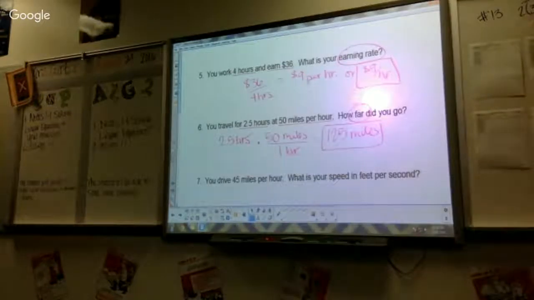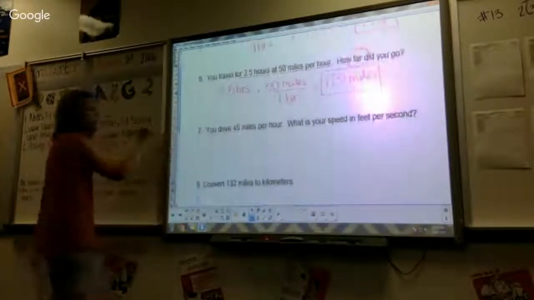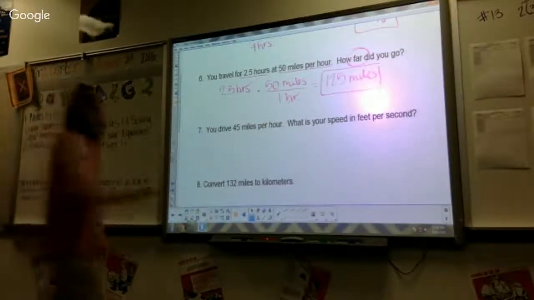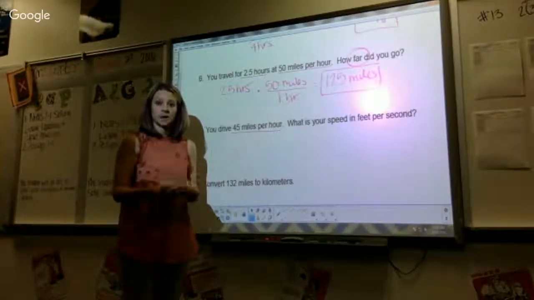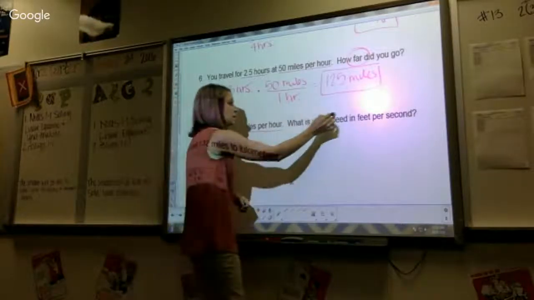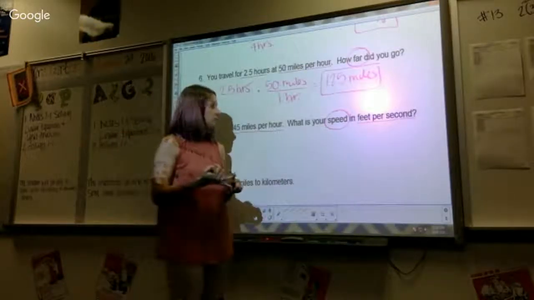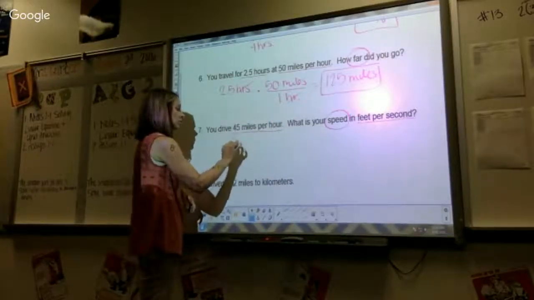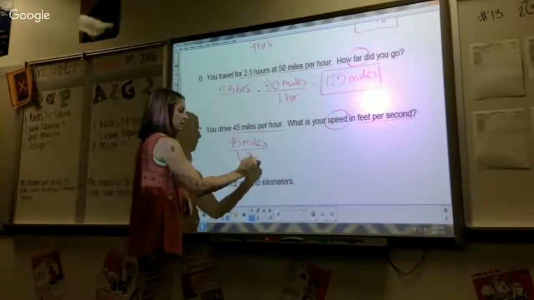Okay. So those first couple of examples were pretty simple, and now we're going to get into some that we're going to have to do a little more work on. Okay, so looking at number 7, you drive 45 miles per hour. So I just said every time that you see per, now I want you to set up a fraction or a ratio. What is your speed in feet per second? So you're going to have to change the miles to feet and the hours to seconds. So again, set this up as a ratio. So 45 miles per hour, so for every 1 hour.